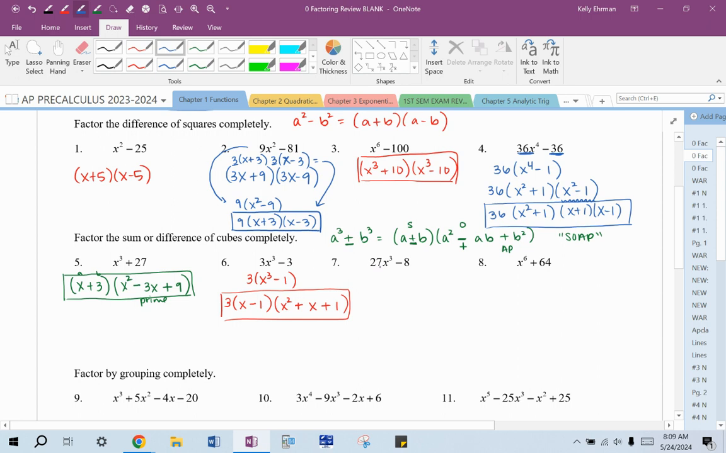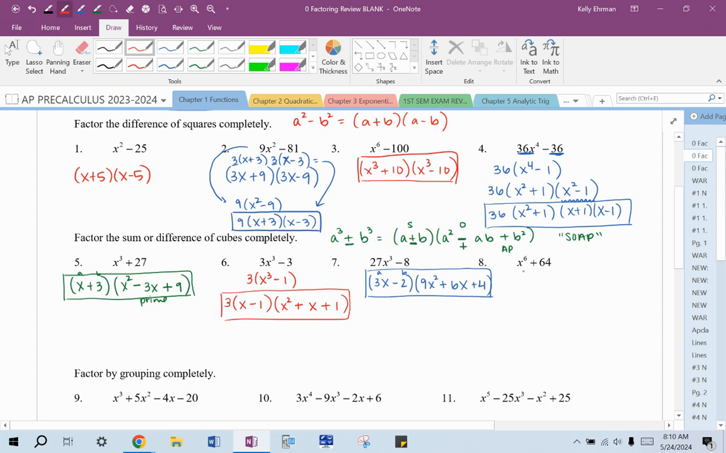For the next one, there's no common factor between 27 and 8, nothing I can factor out, but I can cube root each of those. The cube root of 27x cubed is 3x. The cube root of 8 is 2, so this is going to be 3x minus 2. And then when we square the 3x, a is 3x, b is 2, we're going to get 9x squared plus 3x times 2 is 6x, plus 2 squared is 4. And again, this is still prime. There's not going to be any way to factor that trinomial, so we don't have to think about that.